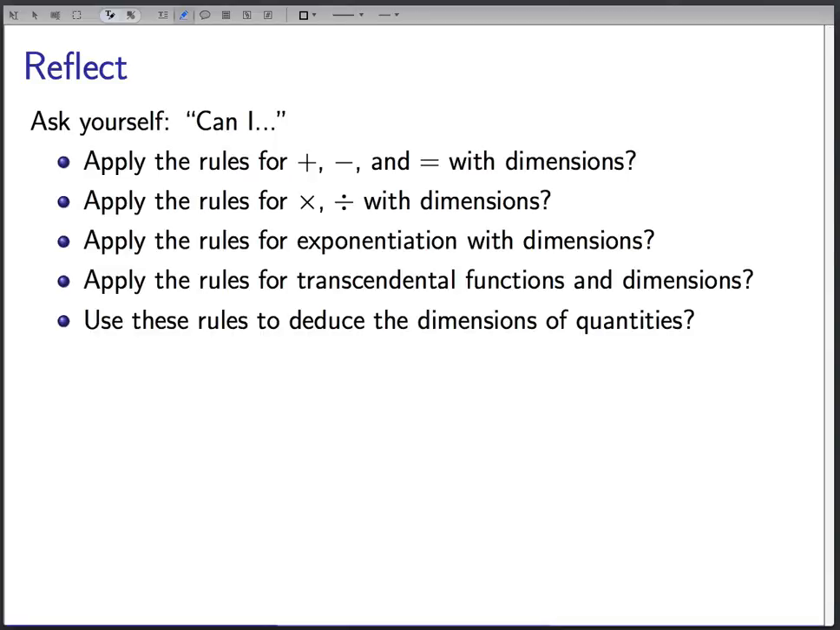So this is the end of this short lesson. I want you to ask yourself if you can do the following things. With dimensions, can you apply the rules for plus, minus, and equals? Can you apply the rules for times and divided by? Can you apply the rules for exponentiation? Can you apply the rules for transcendental functions? And finally, can you use some of these rules to deduce the dimensions of certain quantities that might appear in an equation? All right, thanks for listening.